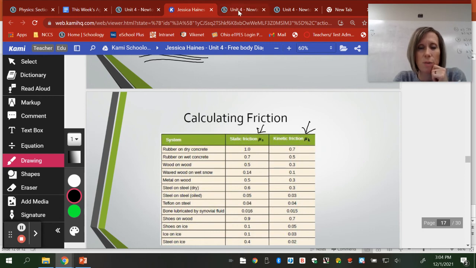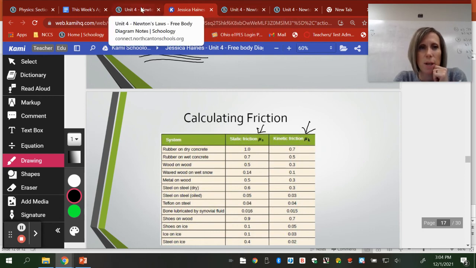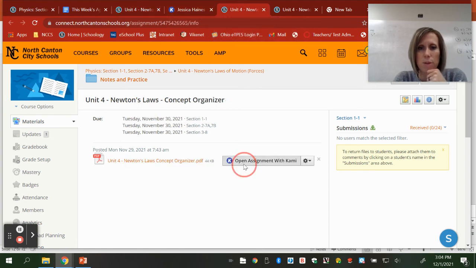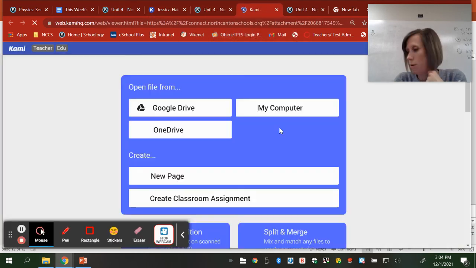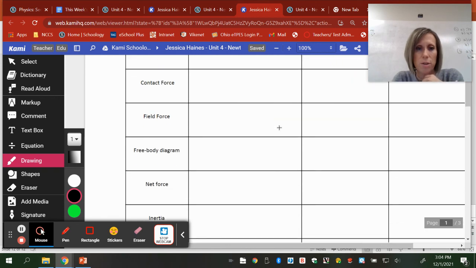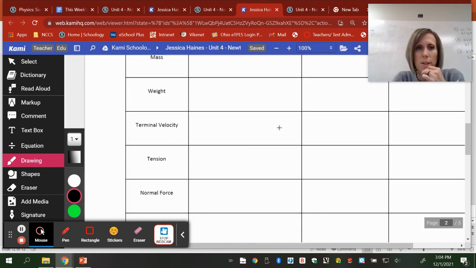The other thing that I need for you to do is to go and hopefully fill out the rest of your concept organizer. Hopefully you got that filled out as we went. The only thing left that you will have to fill in is terminal velocity, which we'll cover a lot with falling objects, so you can fill that in later on.